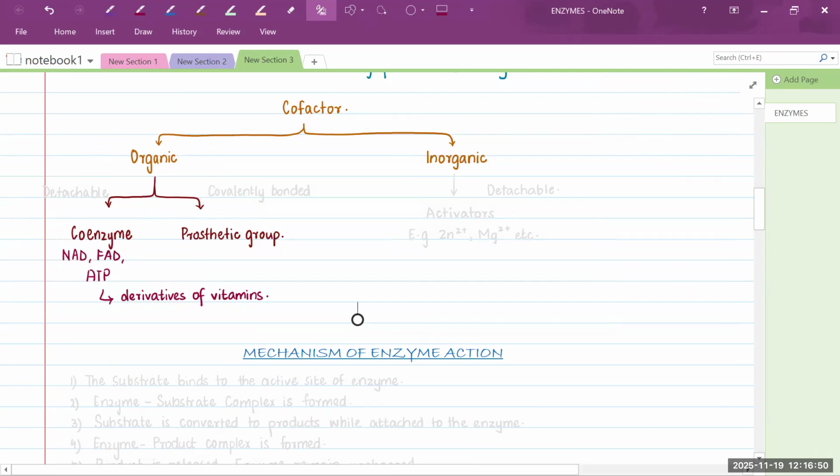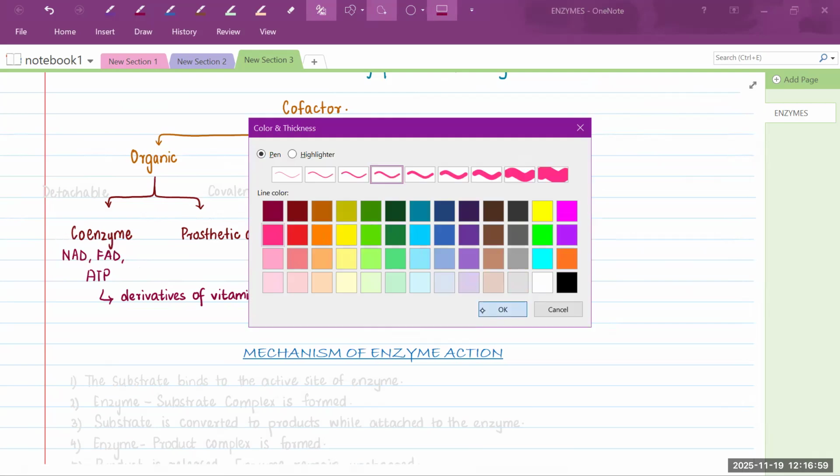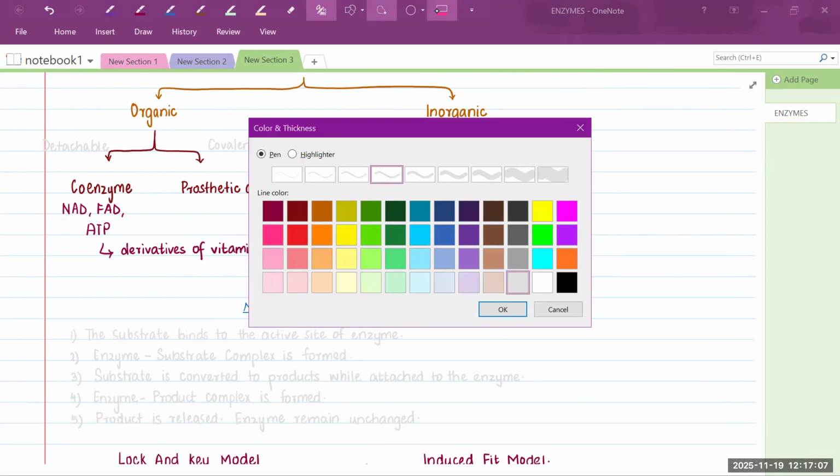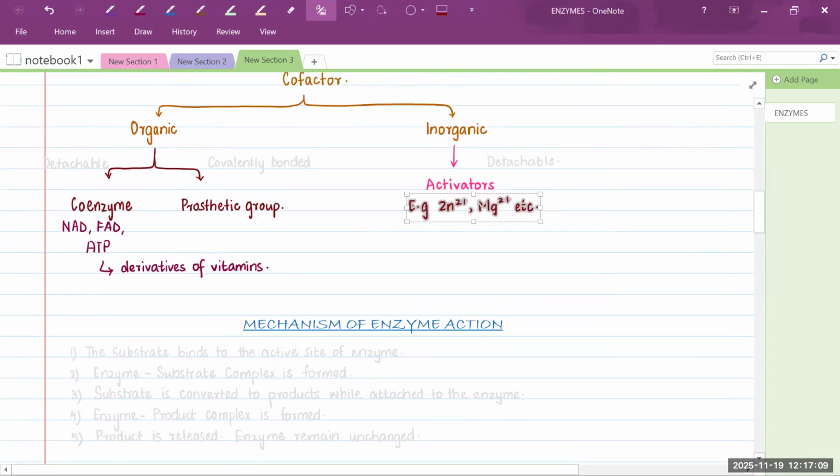And in inorganic cofactors, we have the activators. Examples of activators are usually metal ions, for example, Zn 2+ and Mg 2+.